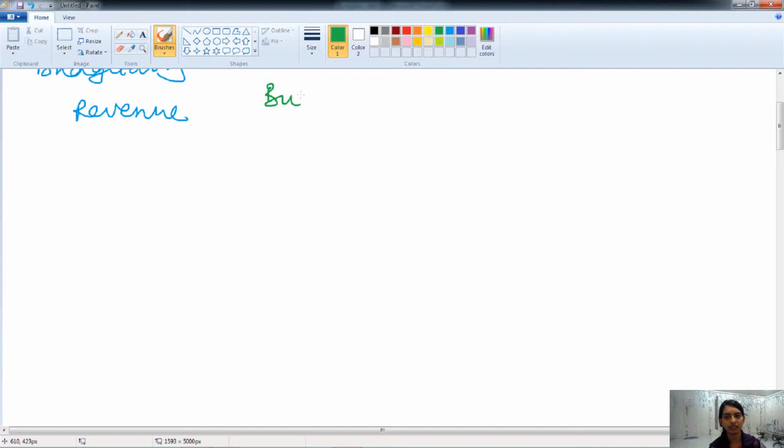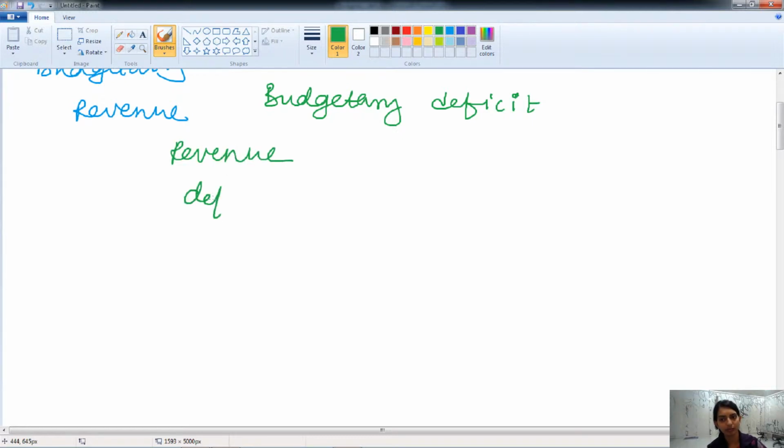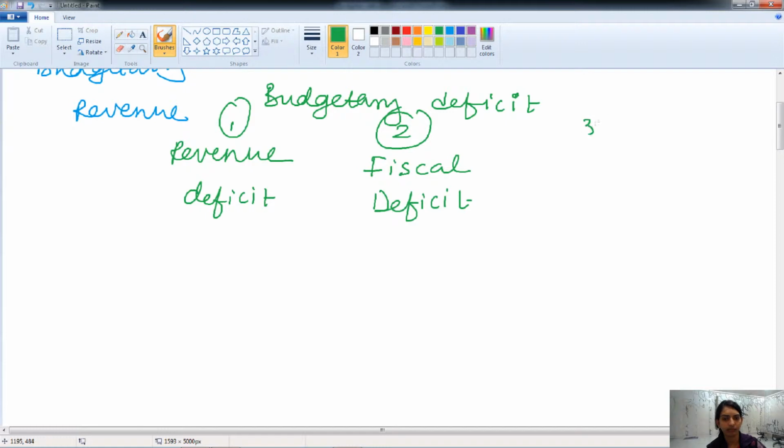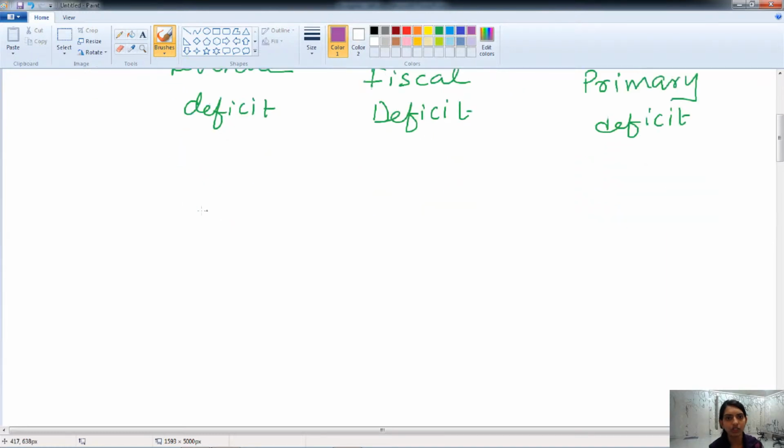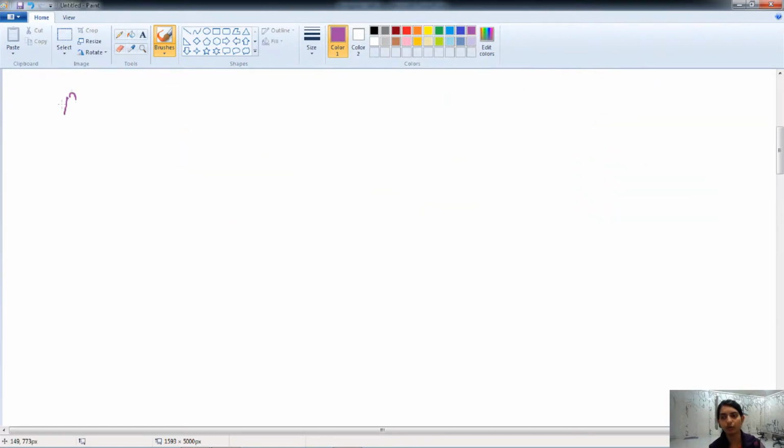Now the budgetary deficits are of three types. The first one is the revenue deficit. The second one is the fiscal deficit. And the third one is the primary deficit. It is the basic type of the deficit. Okay, we will understand these all three in detail one by one. So let's first start with what is the revenue deficit.